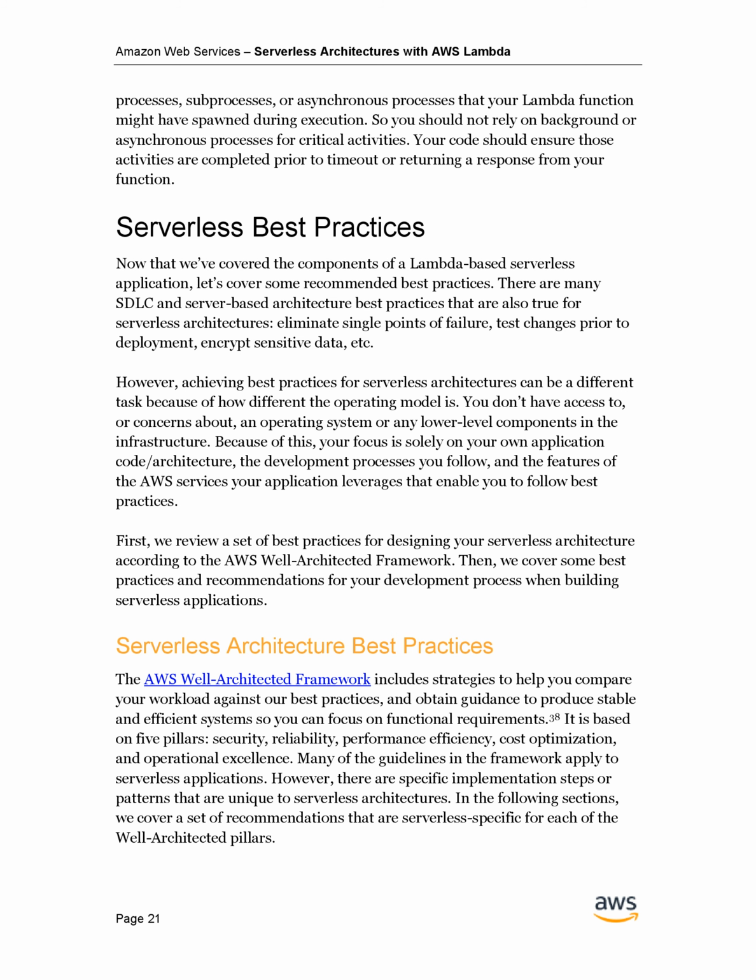Serverless architecture best practices. The AWS well-architected framework includes strategies to help you compare your workload against our best practices, and obtain guidance to produce stable and efficient systems so you can focus on functional requirements. It is based on 5 pillars: security, reliability, performance efficiency, cost optimization, and operational excellence. Many of the guidelines in the framework apply to serverless applications. However, there are specific implementation steps or patterns that are unique to serverless architectures. In the following sections, we cover a set of recommendations that are serverless specific for each of the well-architected pillars.